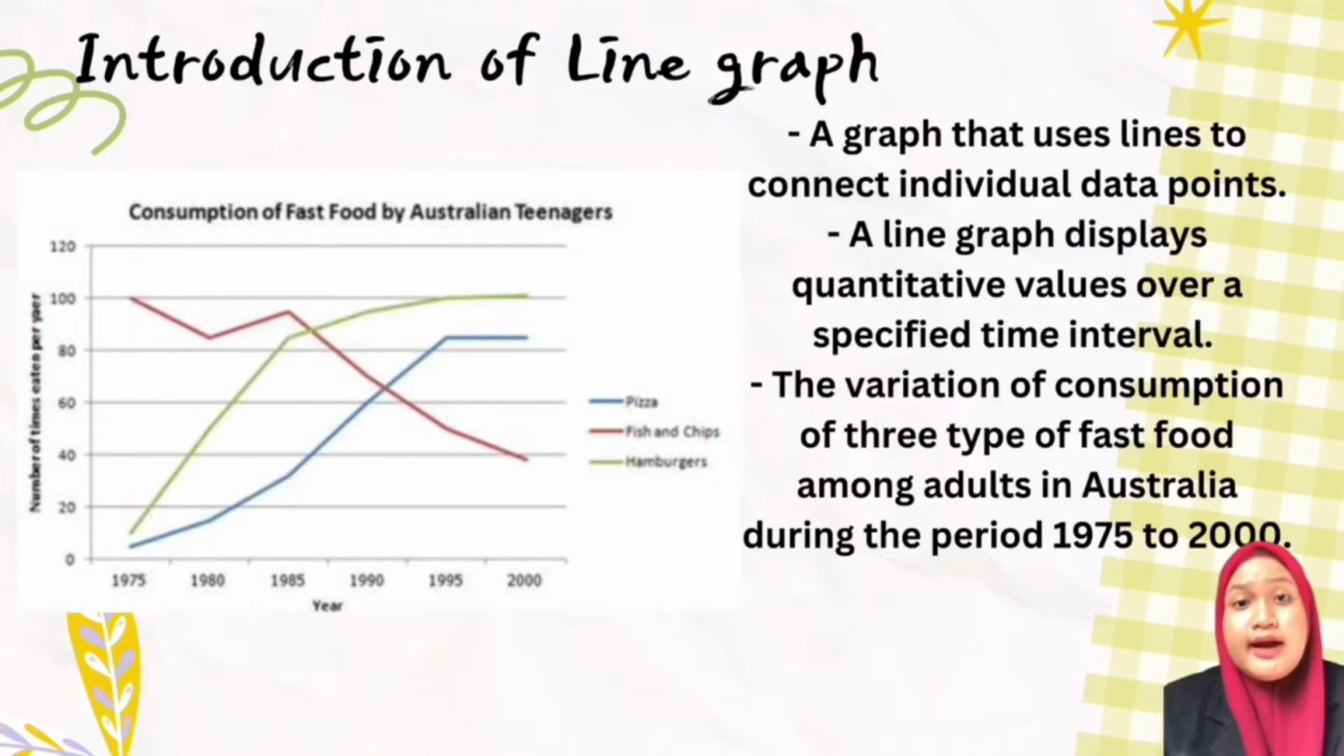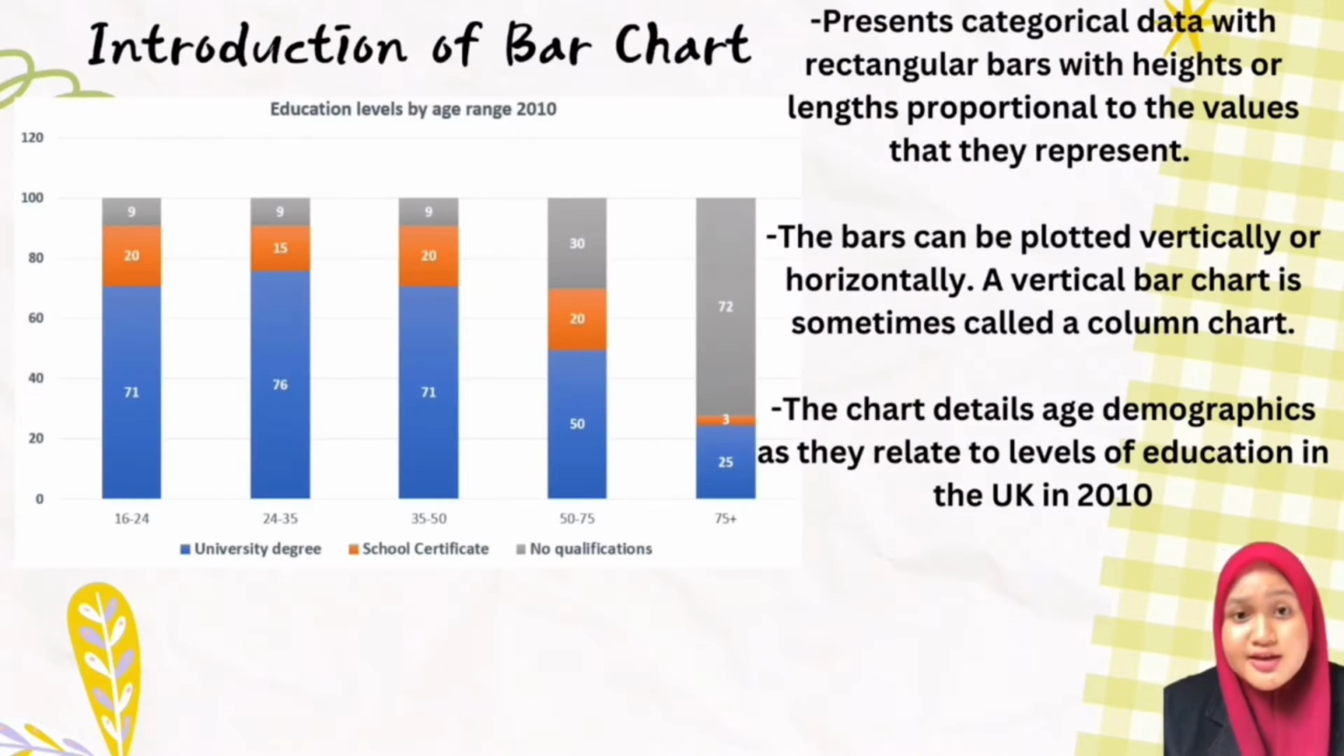What is line graph? Line graph displays quantitative value over a specific time interval. For your information, this line graph is about the variation of consumption of three types of fast food among adults in Australia during the period 1975 to 2000.